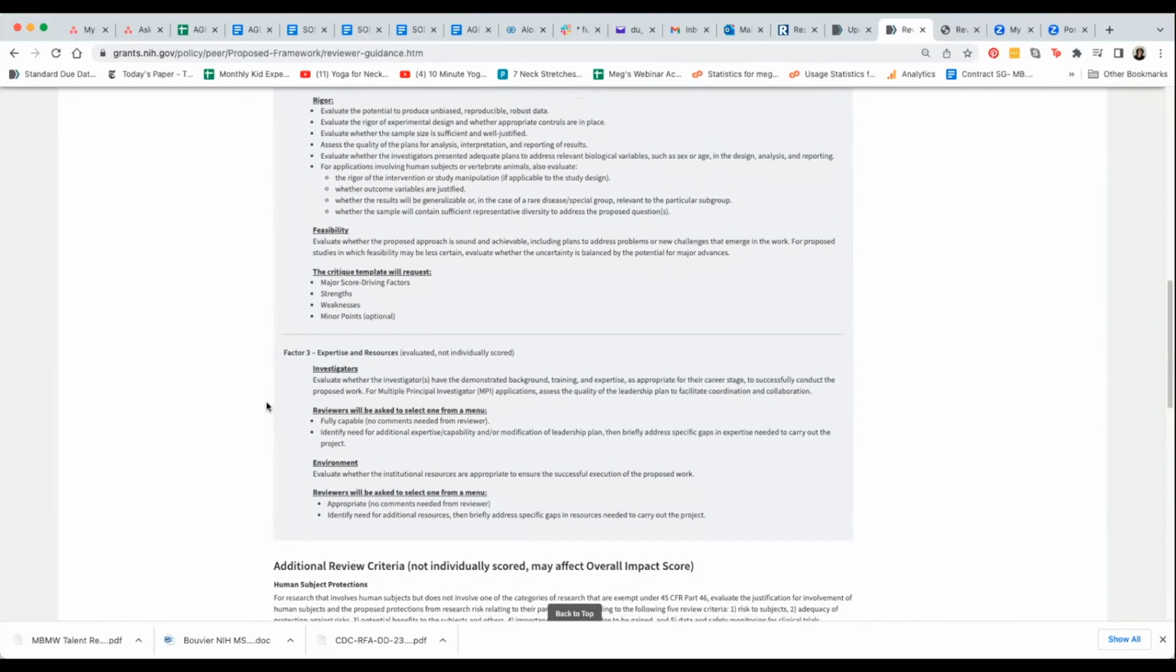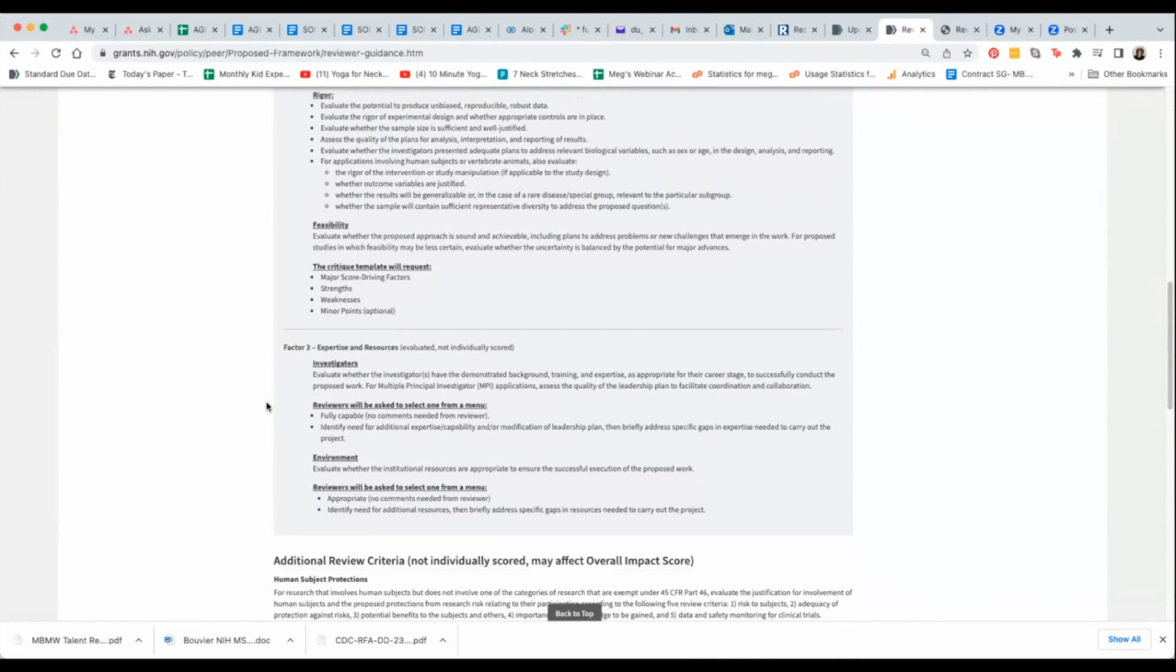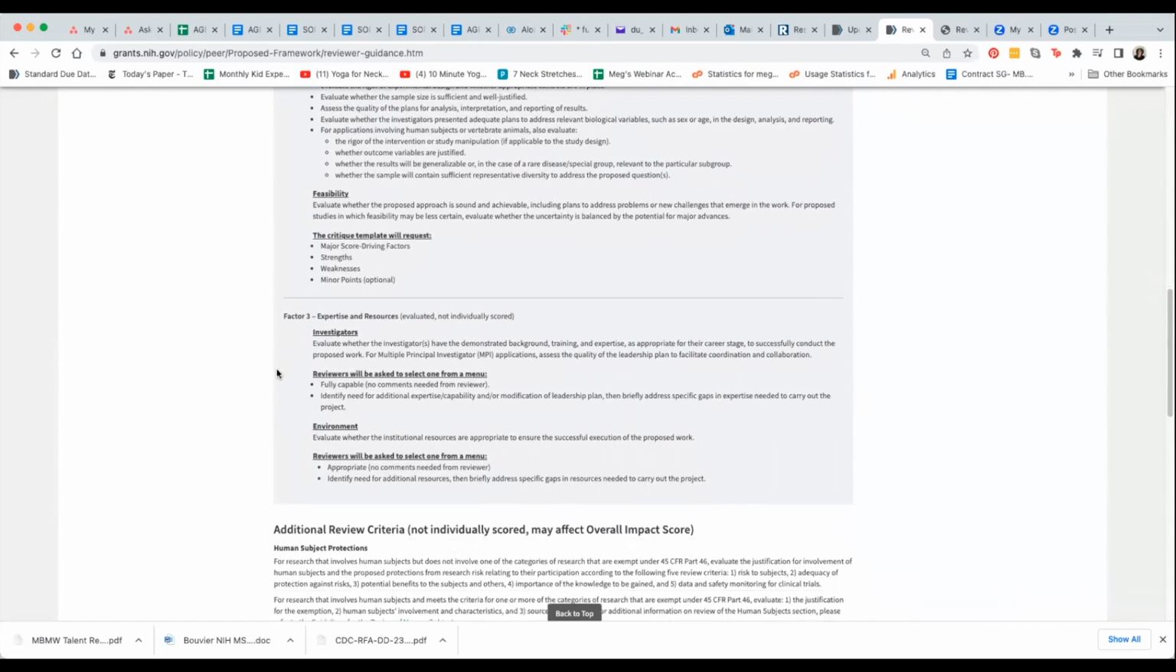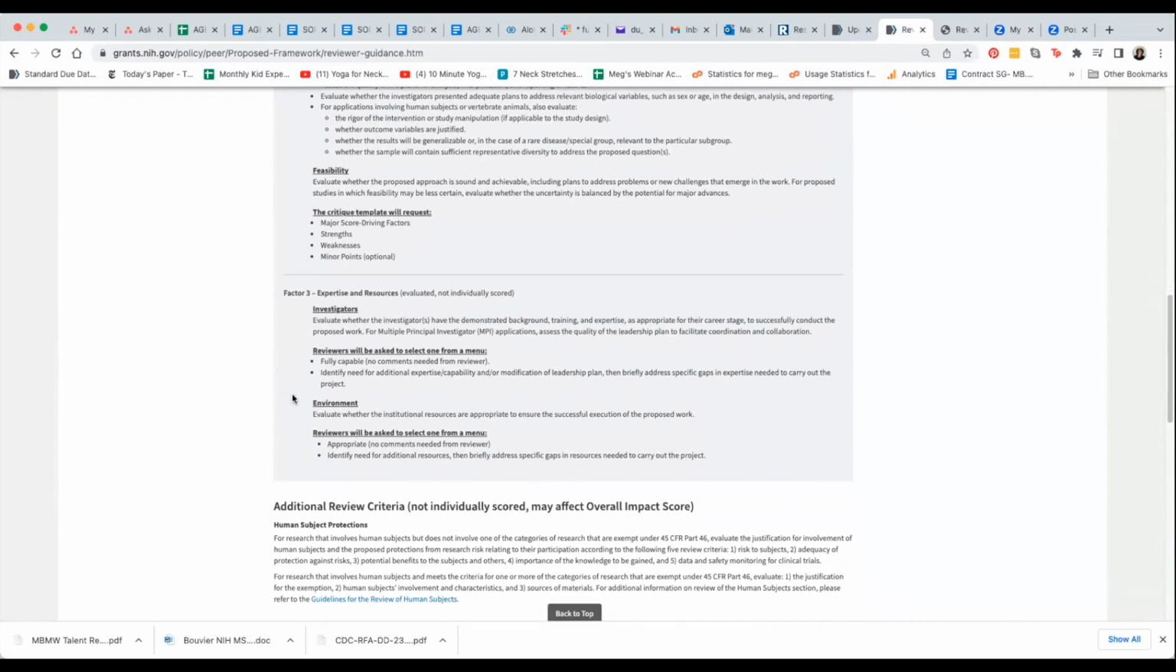So factor 3 is not an individually scored criteria. This is what used to be expertise and resources. So this is just going to be binary. It's just going to be: it's adequate, or we need more information. They need to do something else. That's all they're going to say about it. And although it's not individually scored, reviewers will be instructed to fold that information into the overall score.